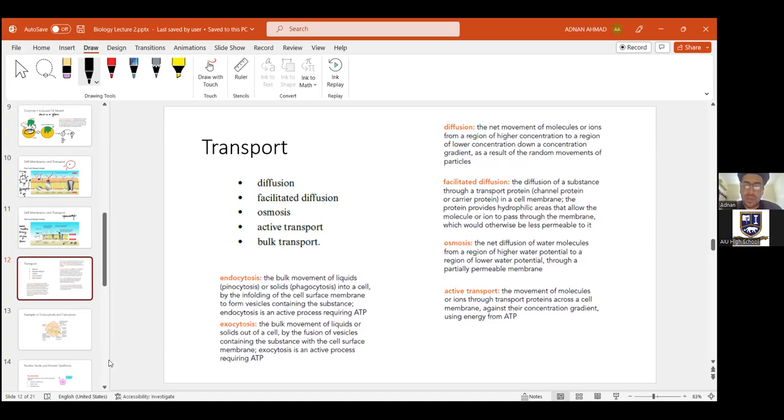So can anyone give me an example of diffusion? Anyone? Have you studied it before? I don't study that, never. So can you give, okay. Have you studied it or not? I'm sorry, what did you say? Have you studied diffusion? No, I didn't study it. Okay.